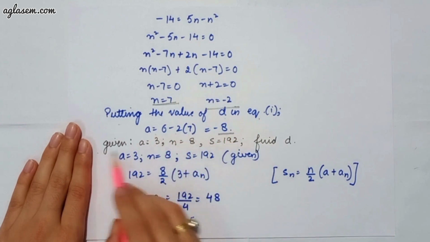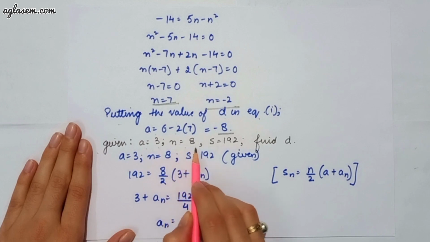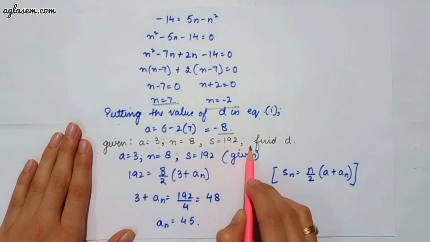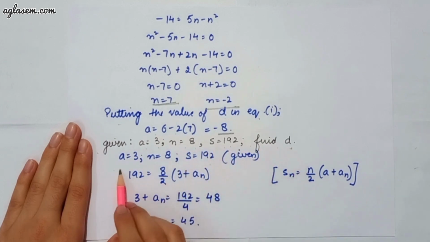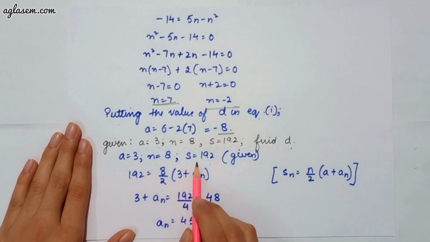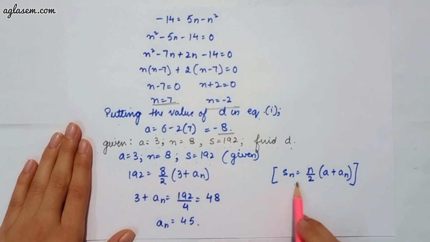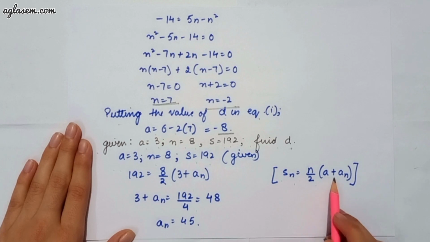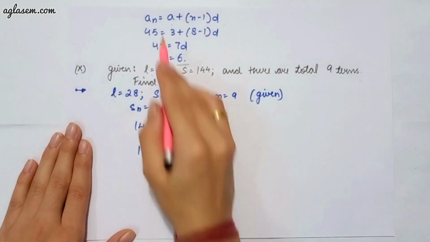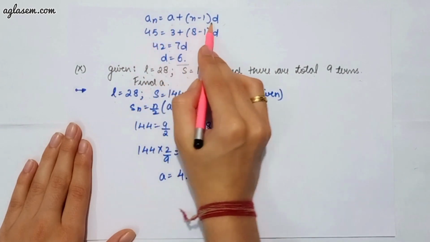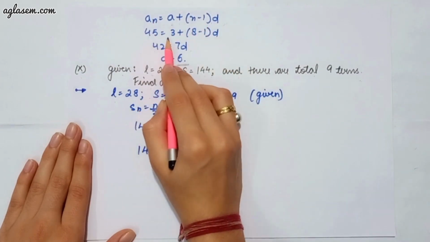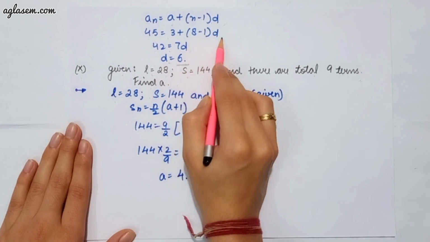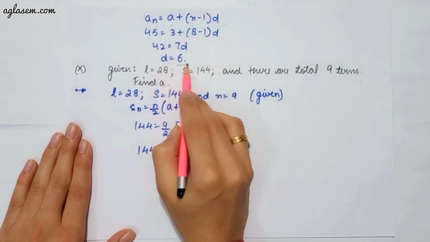Ninth part says given that a is 3, n is 8 and S is 192. We have to find d. So here a is given, n is given and S is given. Solving with the same method, that is Sn is equal to n upon 2 into (a plus an), we will get an as 45. Further moving, an is equal to a plus (n minus 1) into d. So 45 is equal to 3 plus (8 minus 1) into d. Solving this, we will get d as 6.